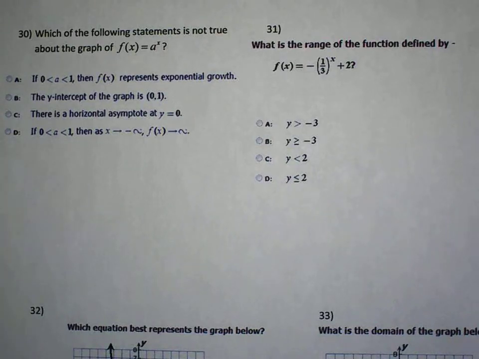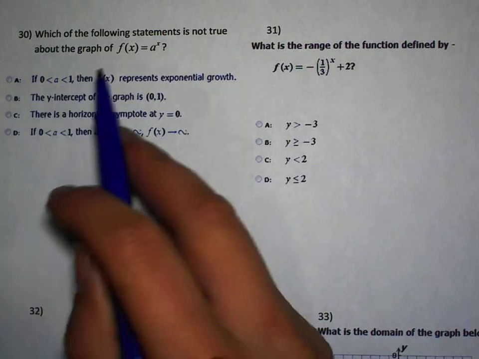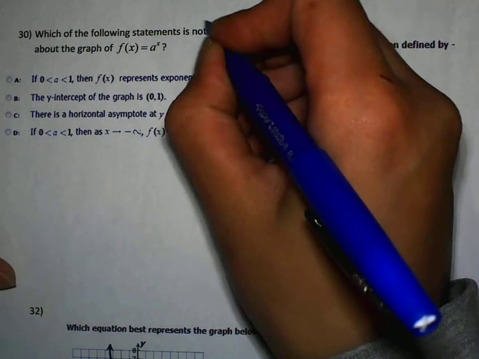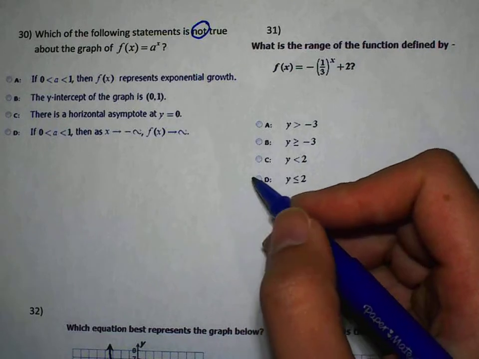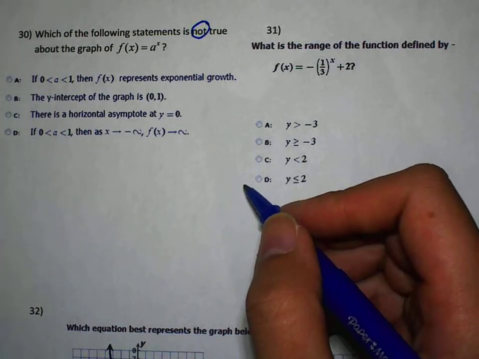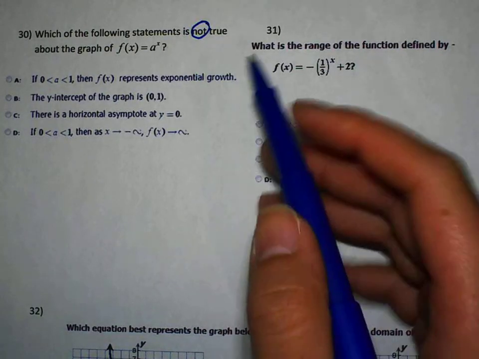All right, we're on the last page of your Unit 7 test review. These are SOL questions, so we want to make sure that we look at the easiest way to get these, right? So which of the following statements is not true? I'm going to circle "not," just because that's a key word there. Usually we have to find ones that are true. This is the opposite now.